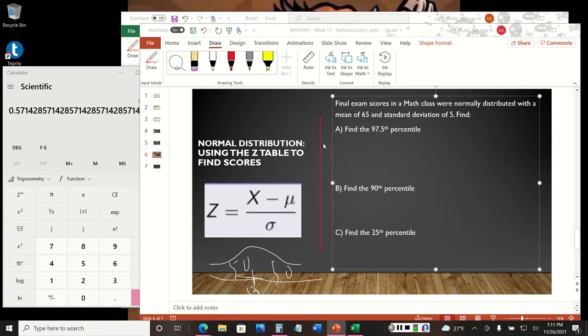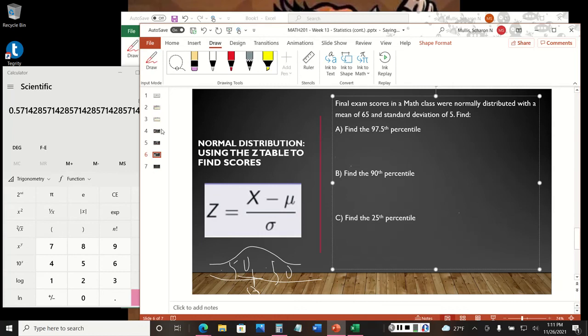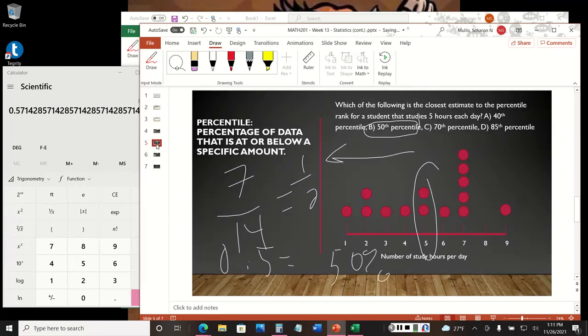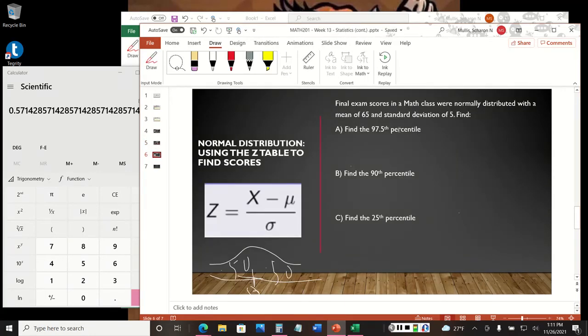Now to find the 97th percentile, the 90th percentile, and the 25th percentile. Remember, the percentile is the percentage of data that is at or below a specific amount. But we need to find out what the score is based off of, we have the mean, the standard deviation, and the percentile. To do that, we're going to use this equation here, which is for normal distribution equation.